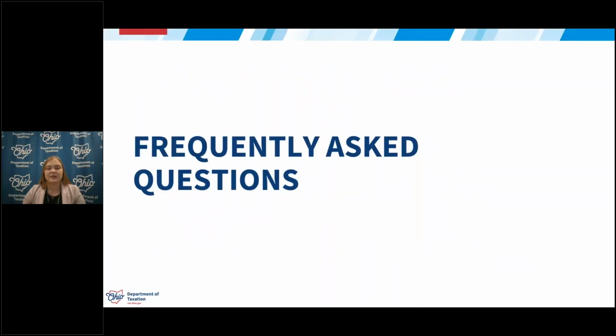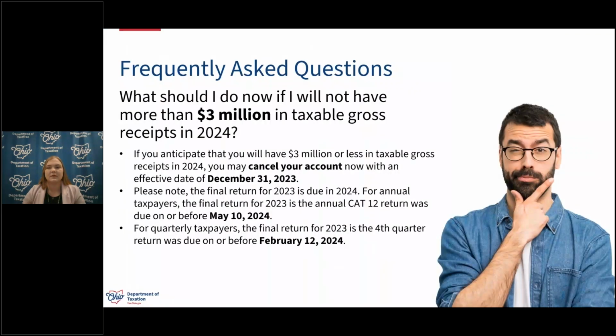So now let's go over some frequently asked questions. The first question we have is, what should I do now if I will not have more than 3 million in taxable gross receipts in 2024? Taxpayers who anticipate to have less than 3 million in taxable gross receipts in 2024 should cancel their account 12/31/2023.